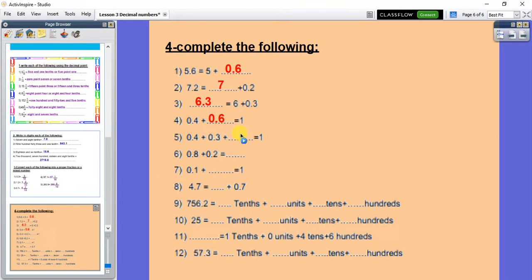Here, 0.4 plus 0.3 plus what gives you 1? 0.4 plus 0.3 gives us 0.7. Then 0.7 plus what equals 1? It will be 0.3. Imagine you will reach 1.0. Then 0.8 plus 0.2 gives you 1. Here 0.1 plus what equals 1? It will be 0.9. The next one, 4.7 equals what plus 0.7? It will be 4, the whole part.